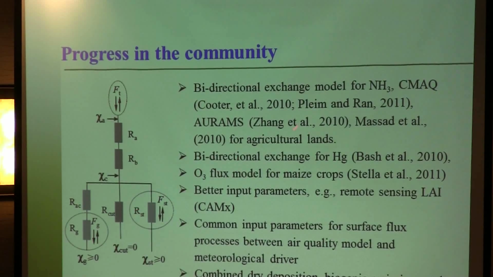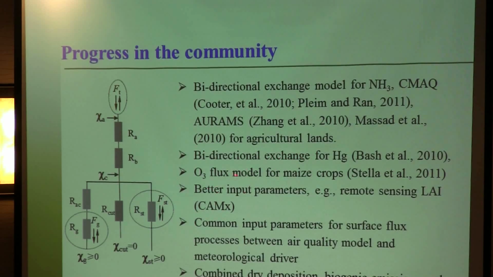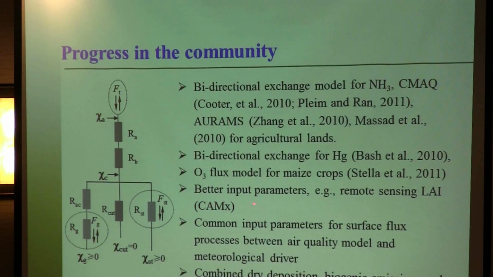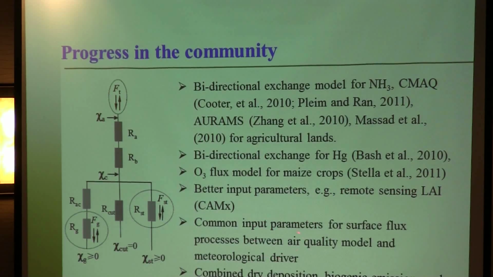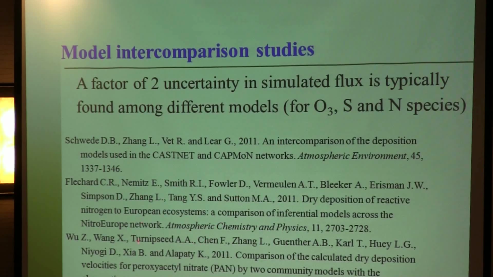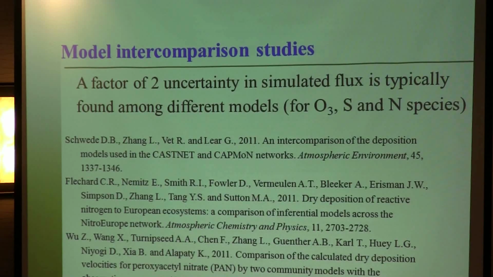The recent progress in the community includes developing the bidirectional approach for ammonia and for mercury, and some ozone flux models for agricultural canopies. And some models started making use of remote sensing data such as leaf area index and so on. There are a few model intercomparison studies showing large uncertainty still exists in commonly used models.